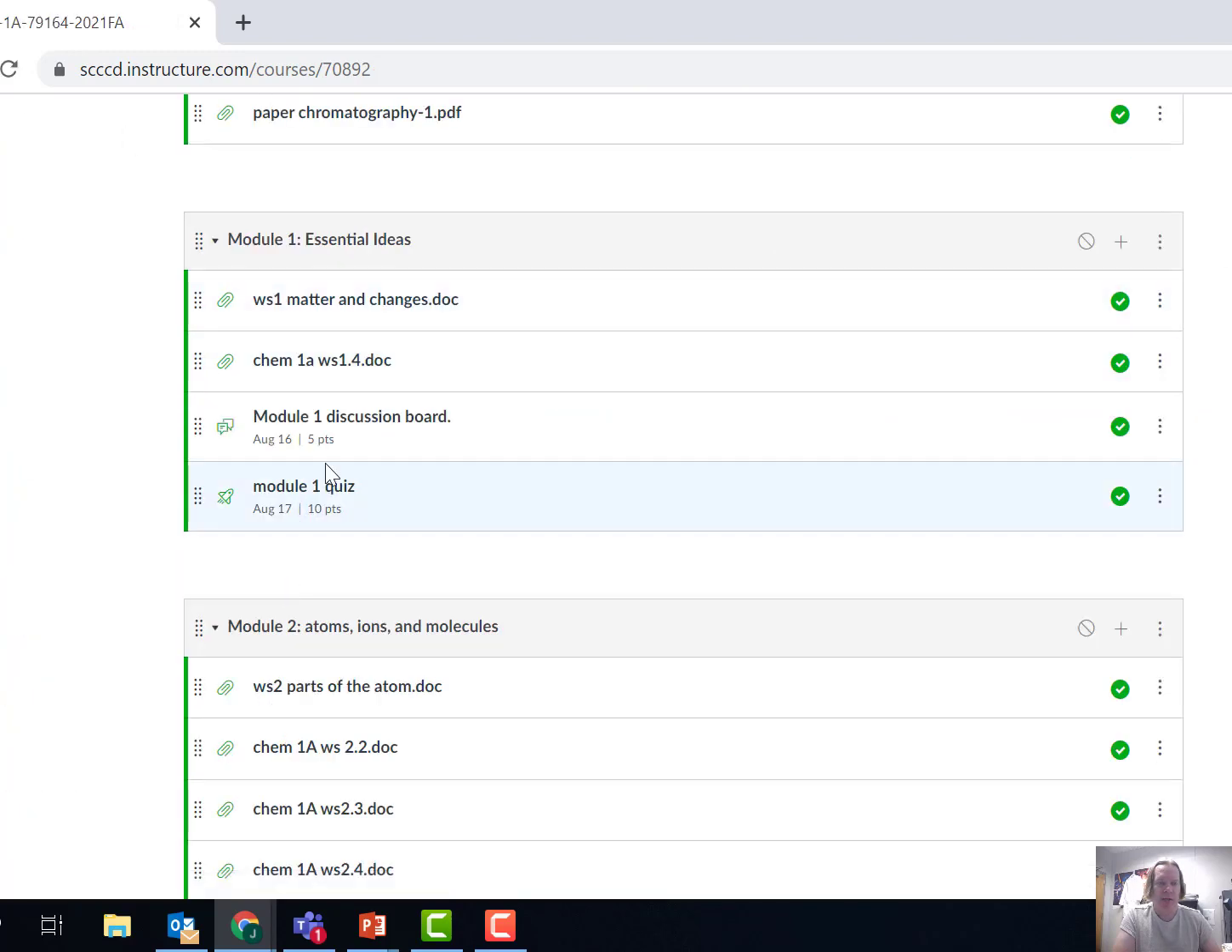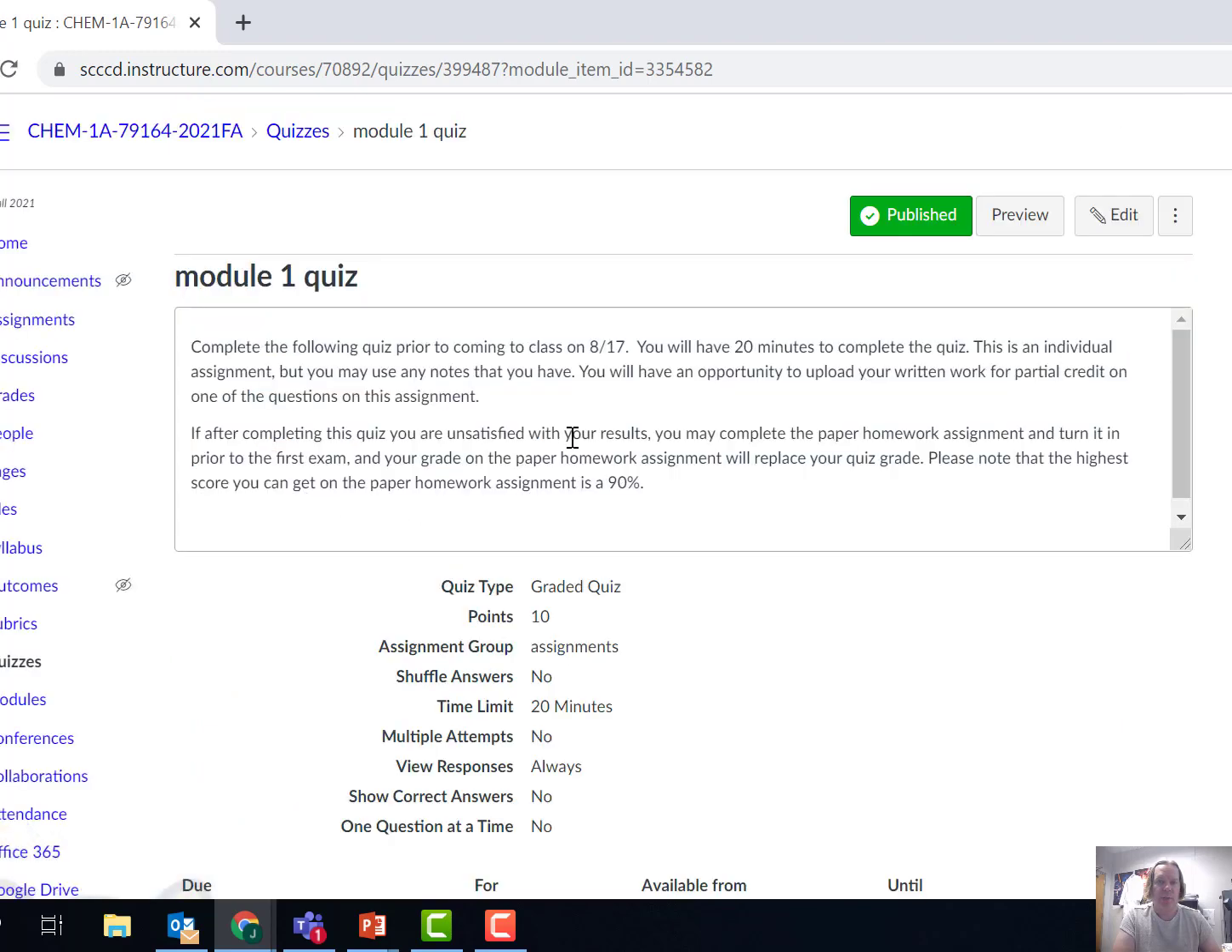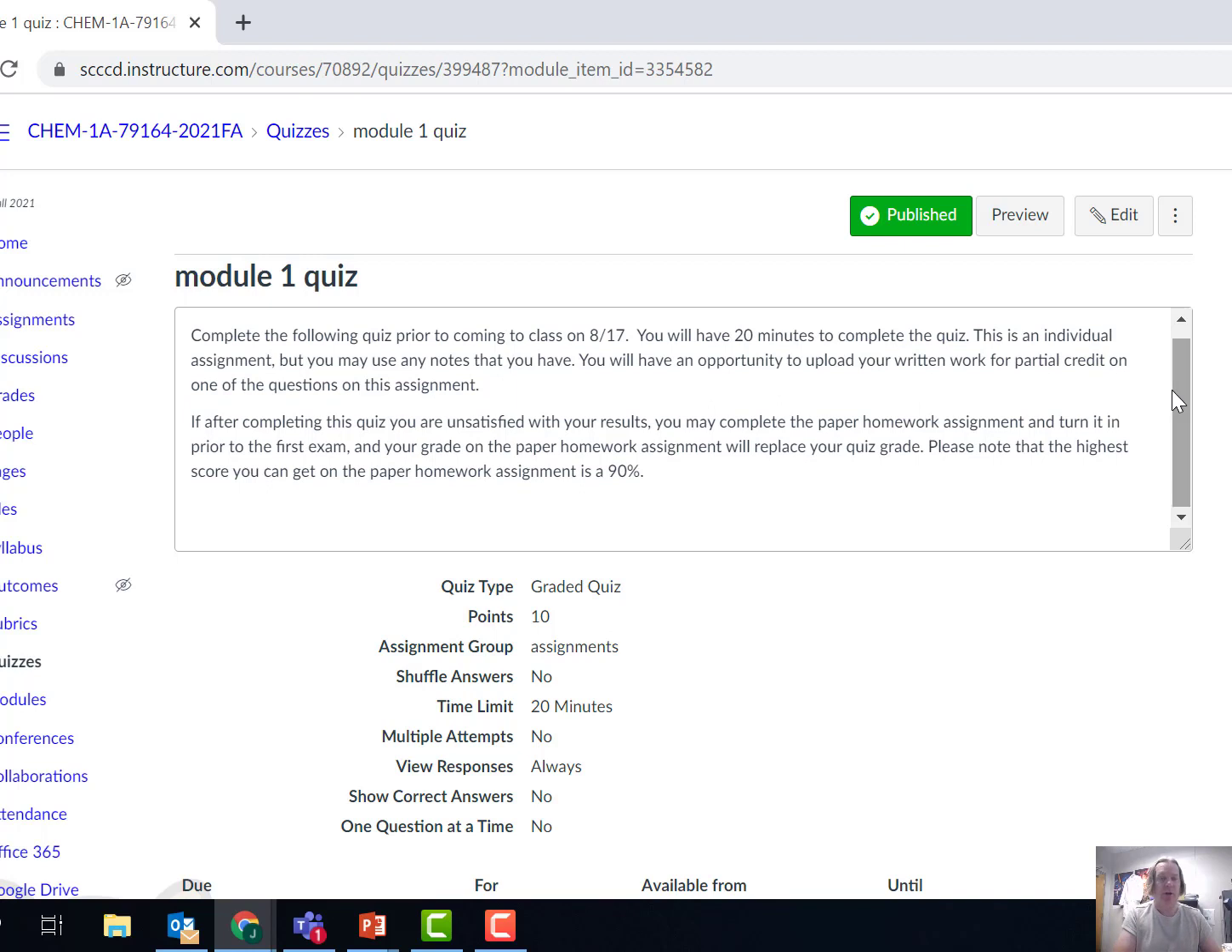Also, I want to highlight here, there's the discussion board, and then there's a quiz. So let me go ahead and open the quiz. It's telling you when the quiz will be due. Each quiz will tell you when you should take it by and the time that you should plan to spend on it. Usually these are available for about 24 hours before we meet for lab. Not every lab, right? Depending on the module, some modules will take longer than others, but it tells you which day that will be.